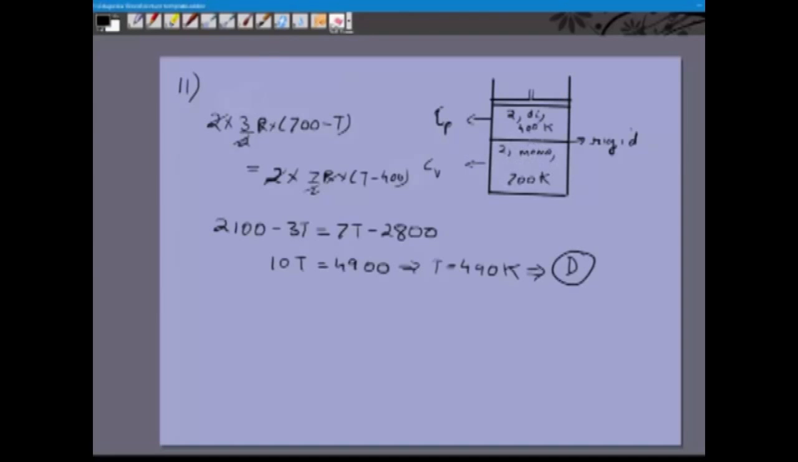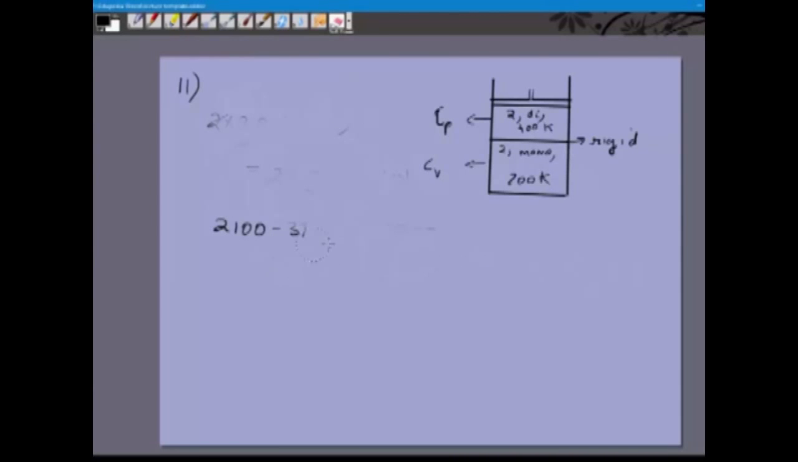Now the partitions are free to move without any friction, right? So in this case, both of them will follow an isobaric process. The upper part will follow an isobaric process, and because its pressure will be constant, the lower part's pressure will be adjusted such that it also follows an isobaric process. So the equation will now be 2 into Cp for both of them.